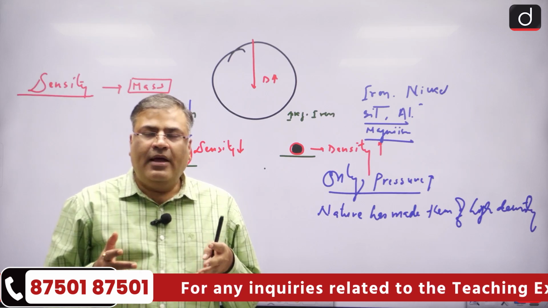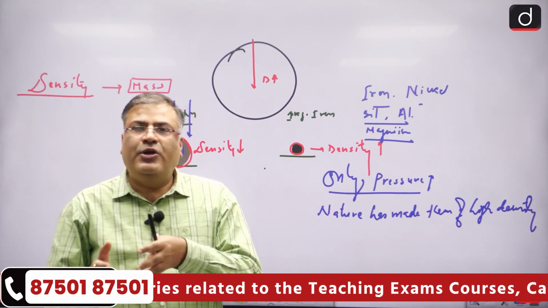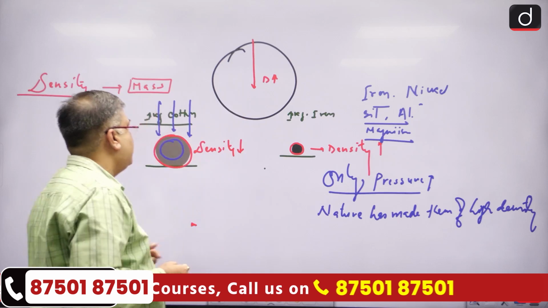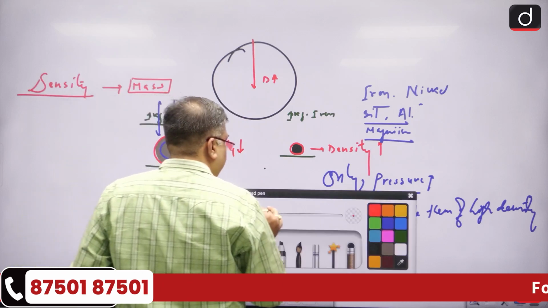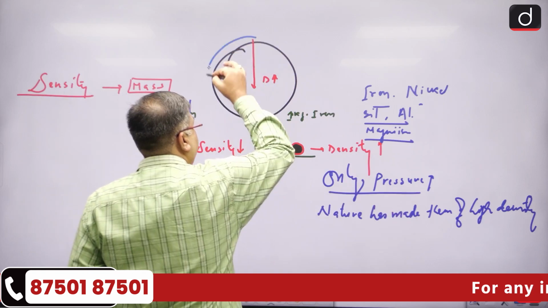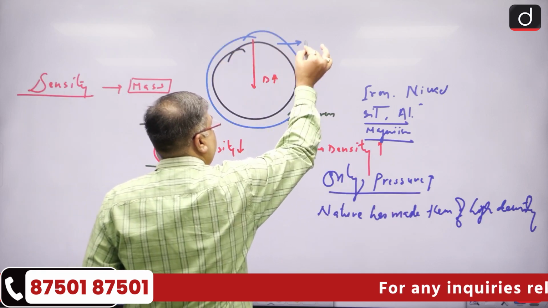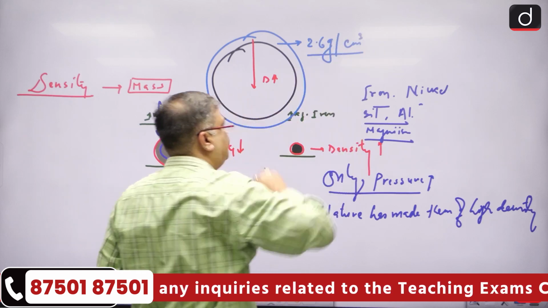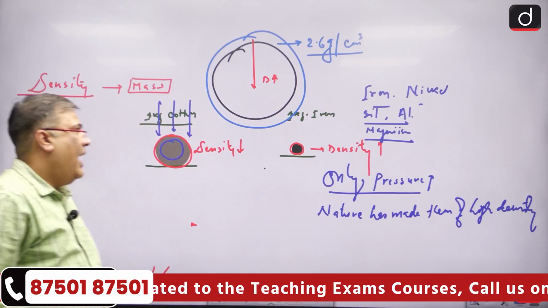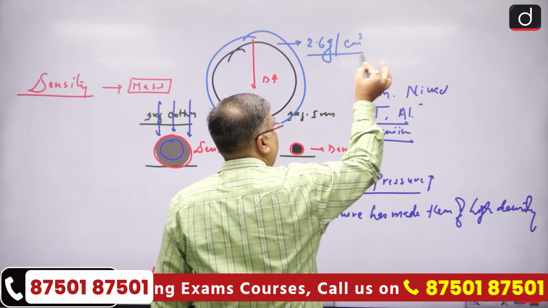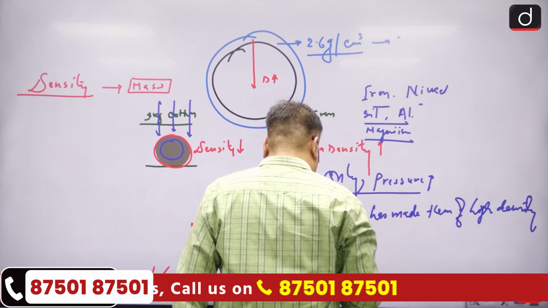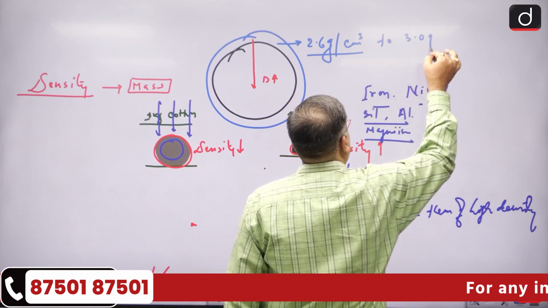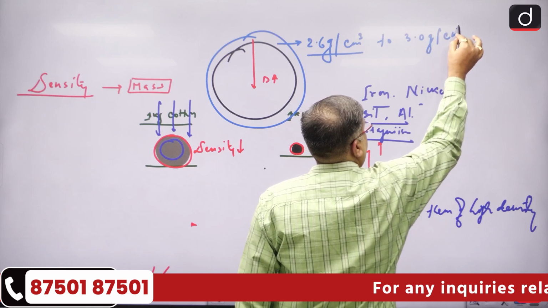So here assumption as well as calculation both support this idea. How come? The surface rock, which we can easily find on the surface, has a density of 2.6 gram per cubic centimeter. And it varies from 2.6 gram per cubic centimeter to 3 gram per cubic centimeter.